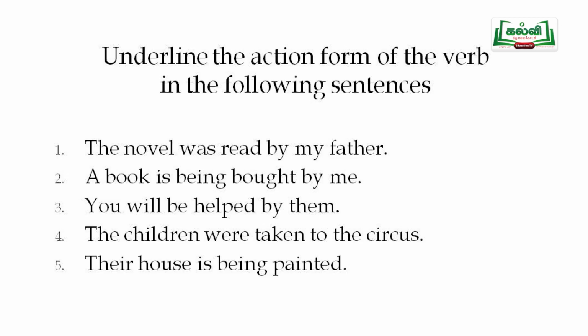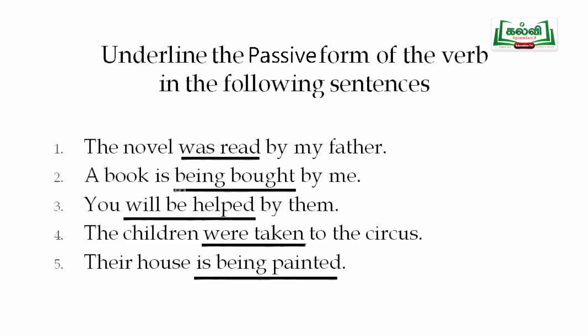The last activity is underline the action form of the verb in the following sentences. I have given you 5 sentences. Read those 5 sentences carefully and you have to underline the active form of the verb. You have to underline the verbs here, whether it is active or passive. The novel was read by me. Next, a book is being bought by me.